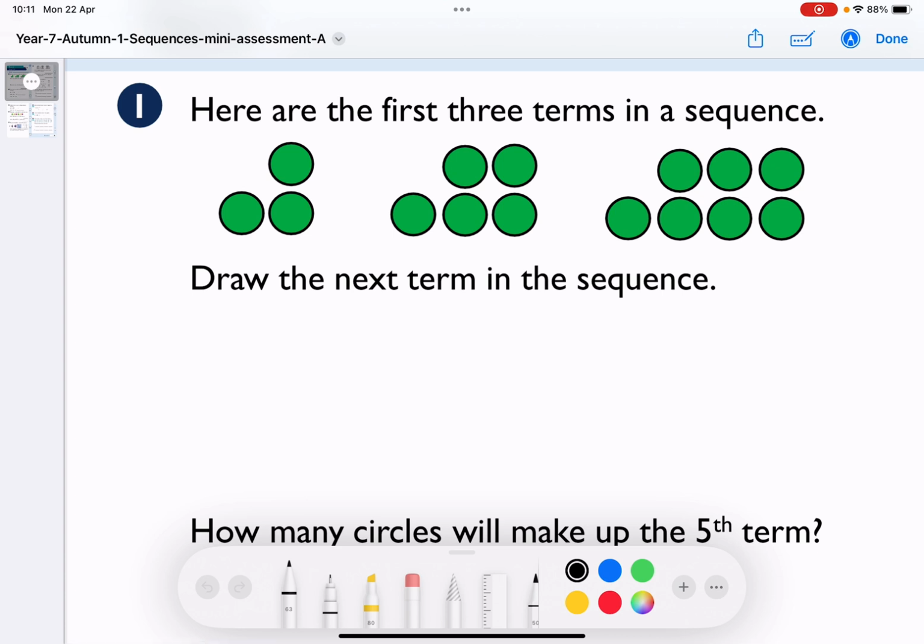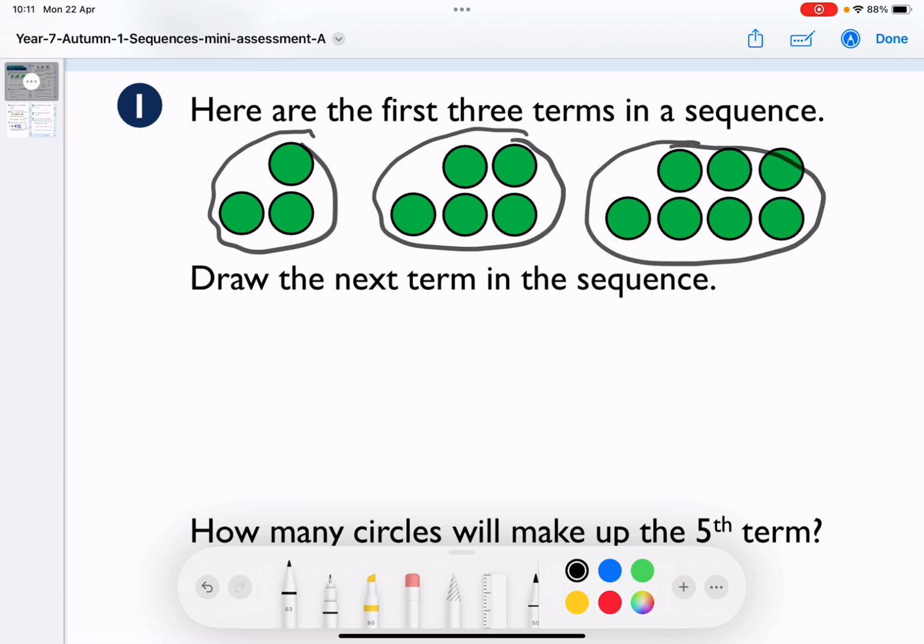So here I've got three circles. That would be the first term, 5 circles the second term, 7 circles the third term. And all sequences start with the first, second, third terms like that. So this one just says draw the next term in the sequence. All I look at here is I look at the top and I can see I've got 1, 2, 3. So all I'm going to do is 1, 2, 3, 4 on the top. And I can see that I've then got 2, 3, 4 on the bottom. So I know I'm going to need 5 on the bottom.